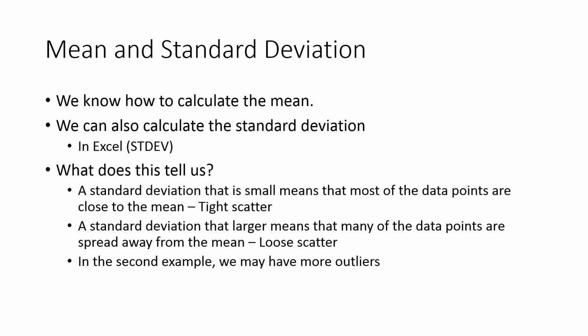So in the second example, it's more likely that we're going to have outliers because we have that loose scatter. So there's going to be some that may be really far away. You could potentially have outliers in what you consider a tight scatter as well, but there's probably less of a chance of that happening.